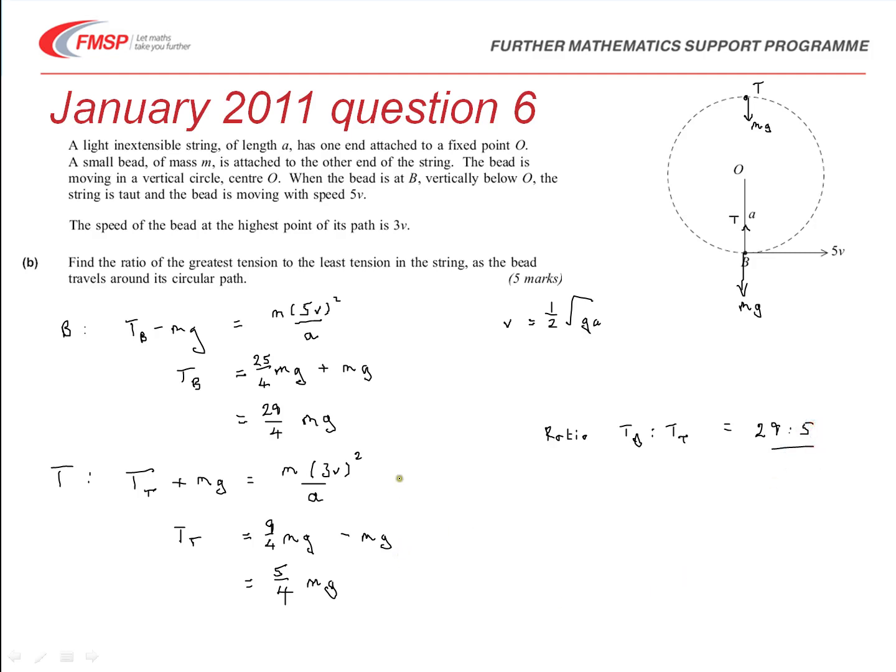Okay, 5 marks for this. We're obtaining an appropriate expression here for the tension at B. We get a method mark and an answer mark for accuracy there. Similarly for the second one, for TT, we'll get a method mark here and an answer mark. And then finally, obtaining the correct ratio will give us our 5th mark.